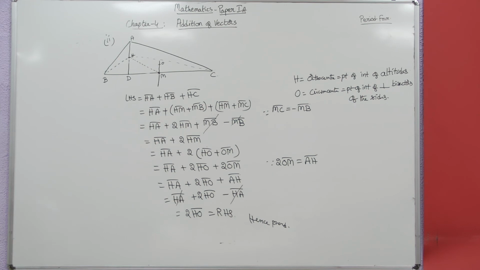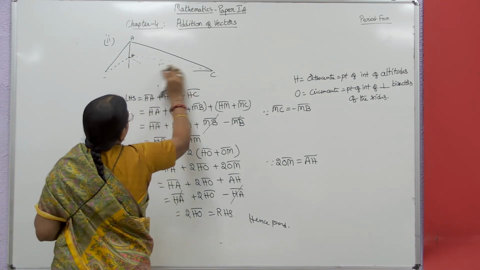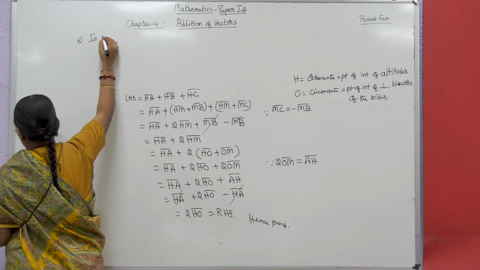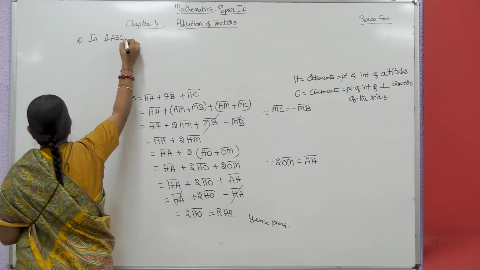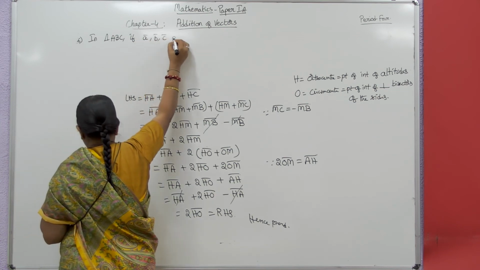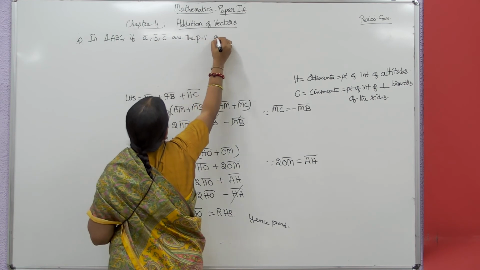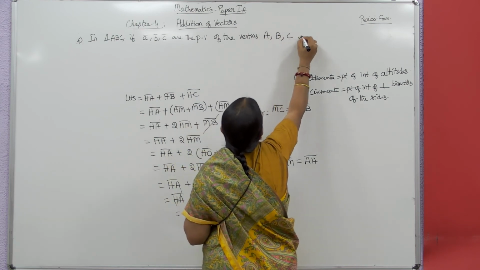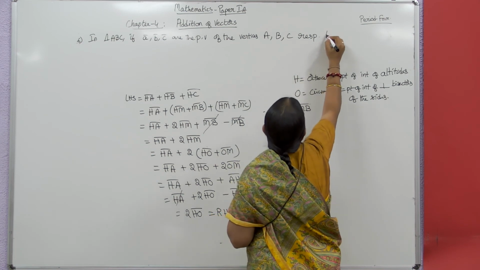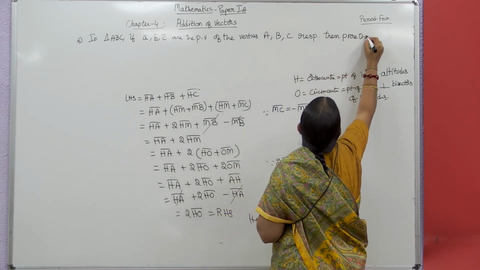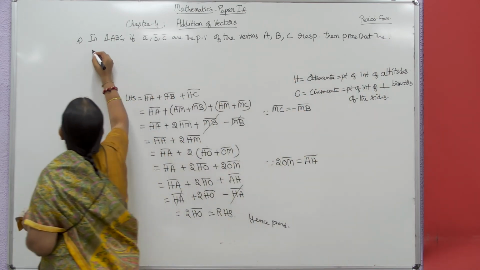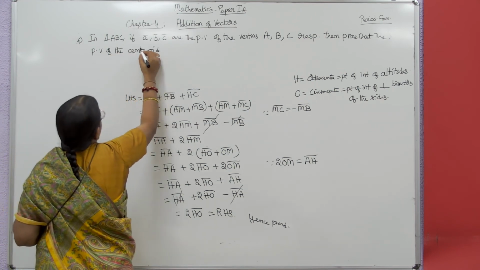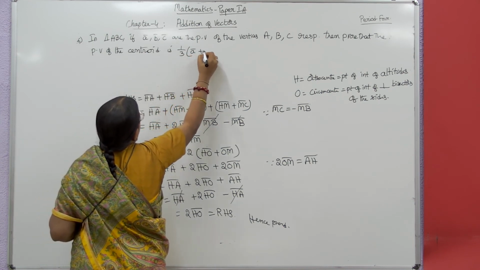Next problem. 66th problem. In triangle ABC, if A, B, C are the position vectors of the vertices, capital ABC respectively, then prove that the position vector of the centroid is 1 by 3 into A plus B plus C.